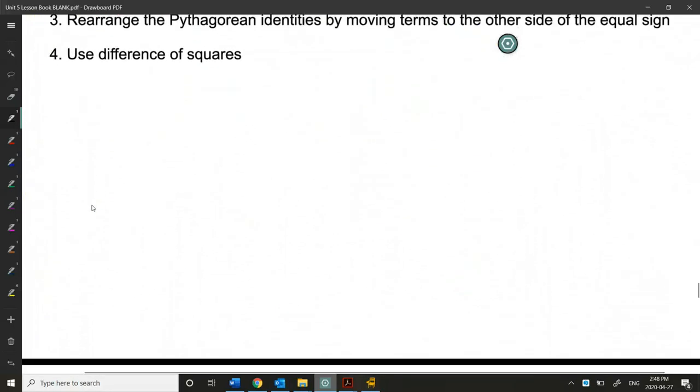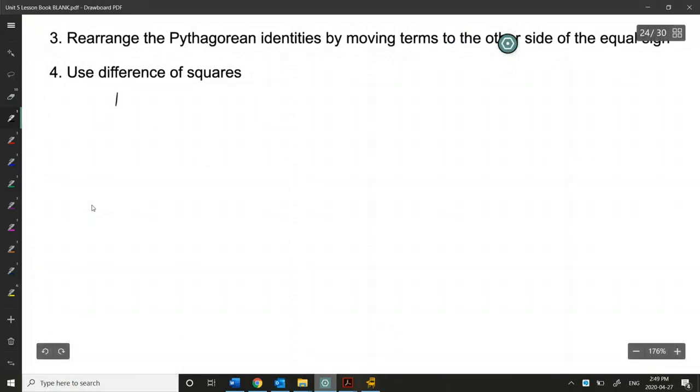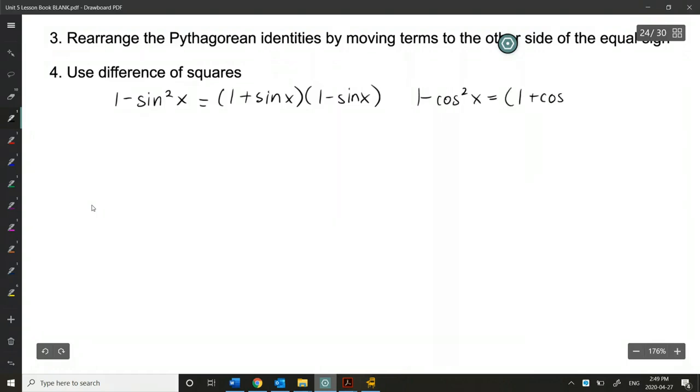So those two rearranged versions that I just showed you of our Pythagorean identities, 1 minus sine squared x, this is actually an example of a difference of squares. 1 is a perfect square, and sine squared is, of course, a perfect square, and they're being subtracted. So I can factor this into 1 plus sine x and 1 minus sine x. Same thing goes for 1 minus cos squared x. We can factor this into 1 plus cos x, 1 minus cos x. So that's an important way that we can use difference of squares.